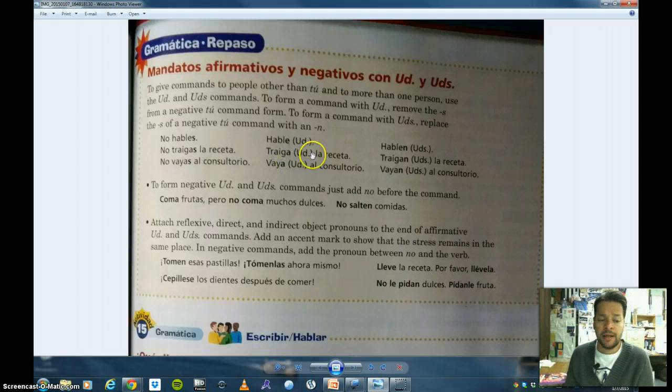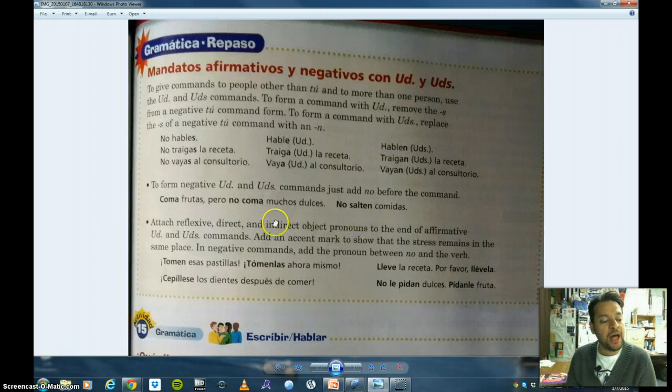All right? Same deal with telling ustedes what not to do. Add the word no in front. So, no salten comidas. Okay, by itself, the word salten is to tell everyone, ustedes, skip foods. Add the word no, don't skip foods. And again, using the earlier examples, no hablen, no traigan, no vayan. Now you turn those original affirmative ustedes commands to negative ustedes commands by just simply adding the word no in front.